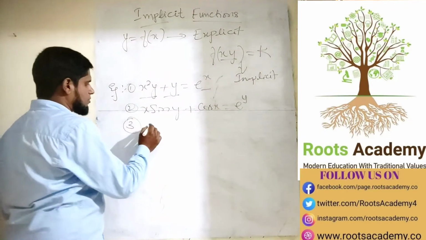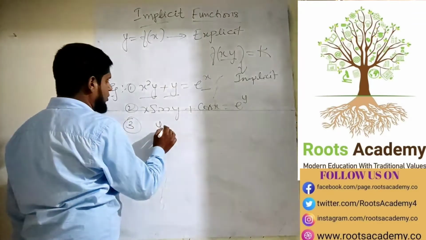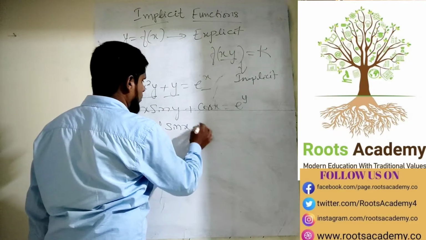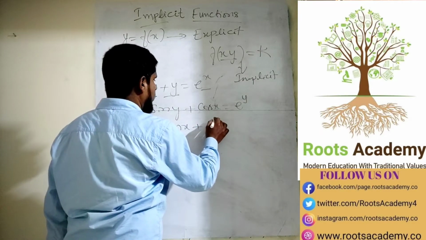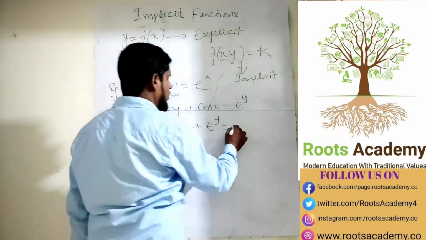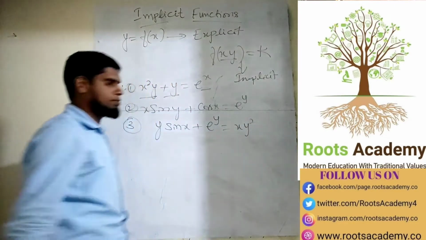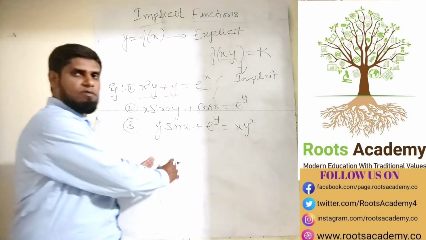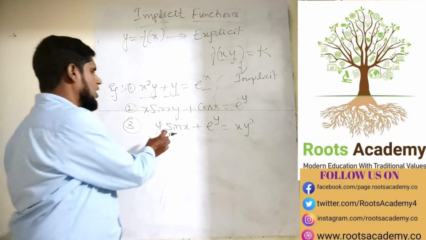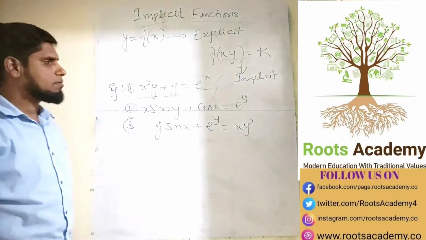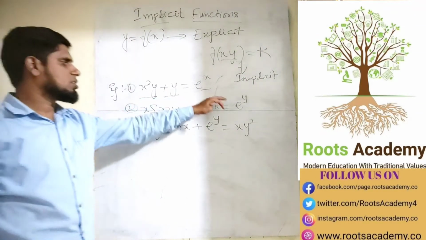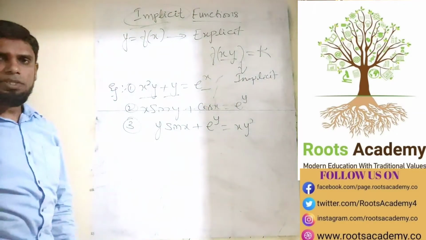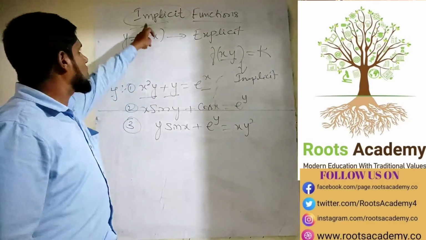Another example we take is y into sin x plus e power y is equal to x into y square. Good. So y is not equal to f of x here. It is x and y together equal to something. So students, these kinds of functions we call implicit functions. Now students, let us see how we can differentiate these functions.